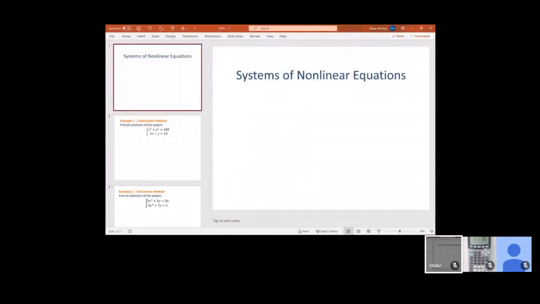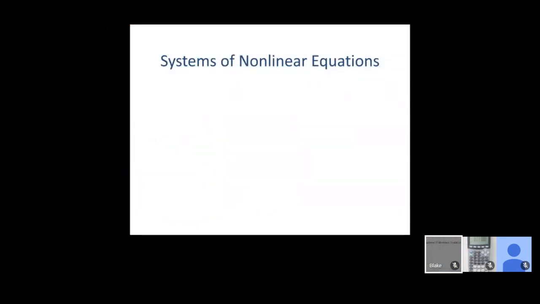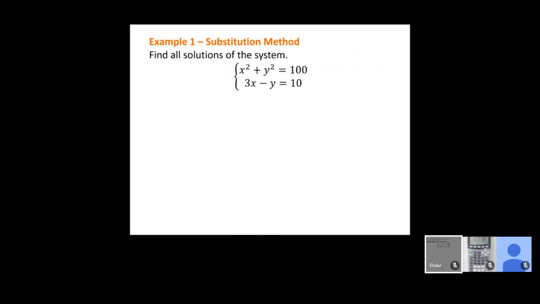Okay. All right. So this is 10.8, systems of nonlinear equations. So basically what we're looking at now is, what if we have equations that aren't lines anymore, right? Because everything we've looked at so far, we had x to the first, y to the first, z to the first. Now we're going to look at what if there's equations that have other exponents, right, that aren't lines.